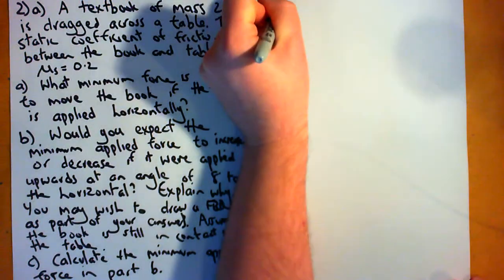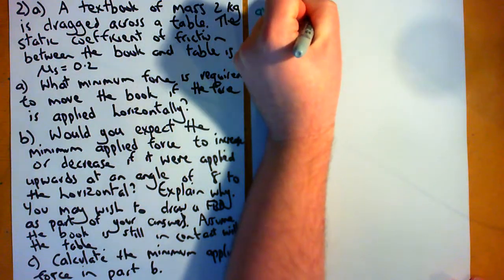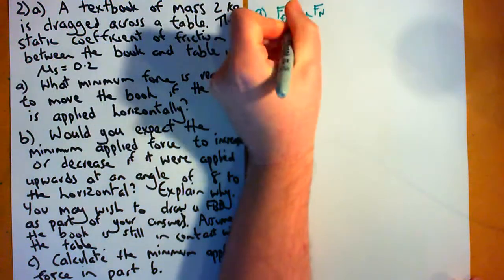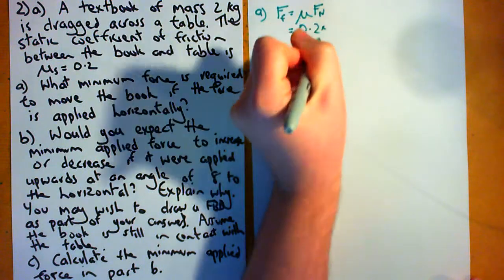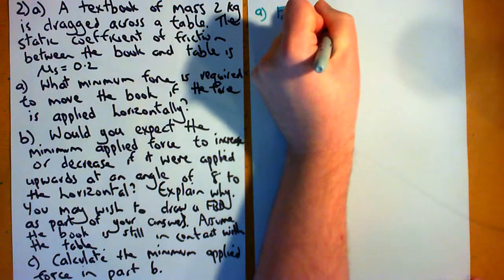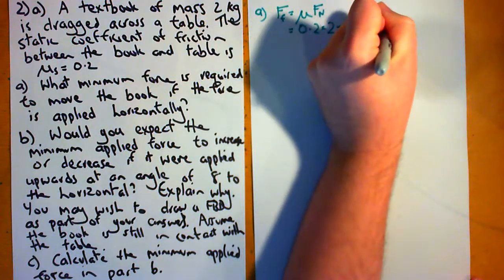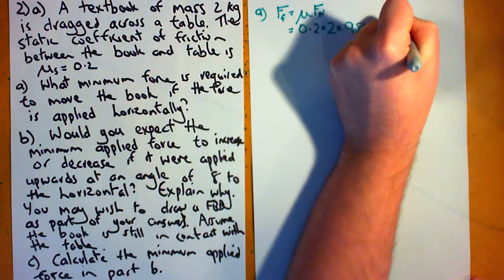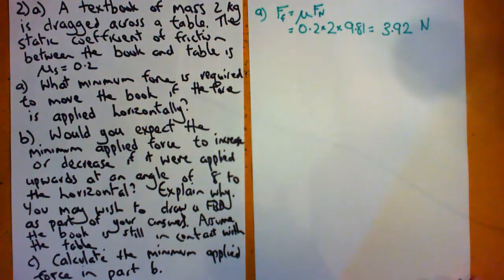So the force required, the force due to friction, is the coefficient of friction times the normal force. Coefficient of friction we're given to be 0.2 multiplied by the normal force. The book is 2 kilograms multiplied by 9.81, and if we calculate that we get 3.92 newtons.